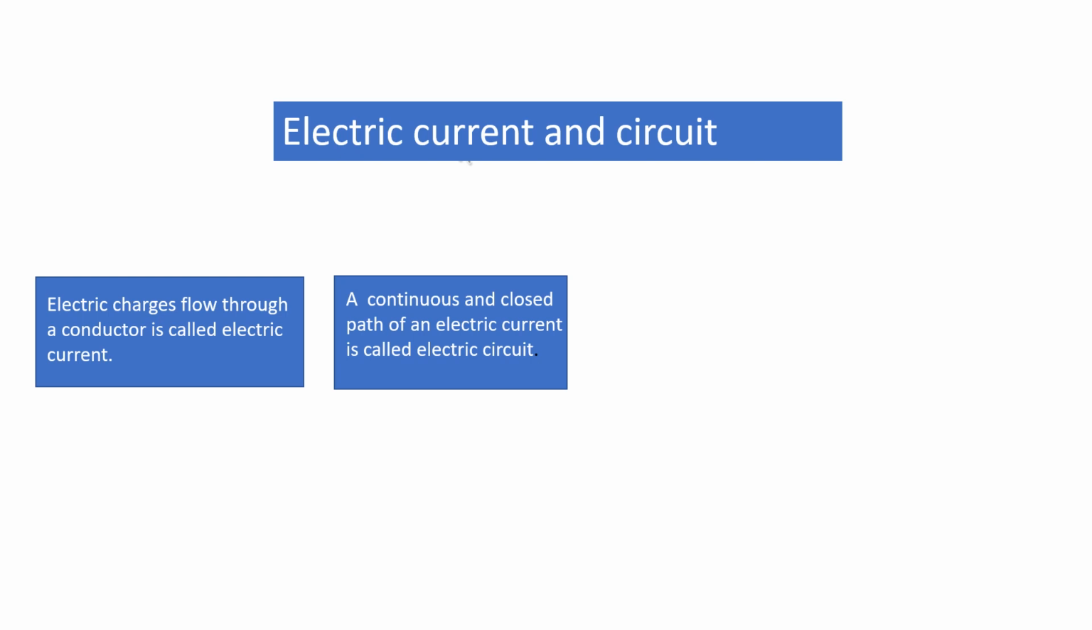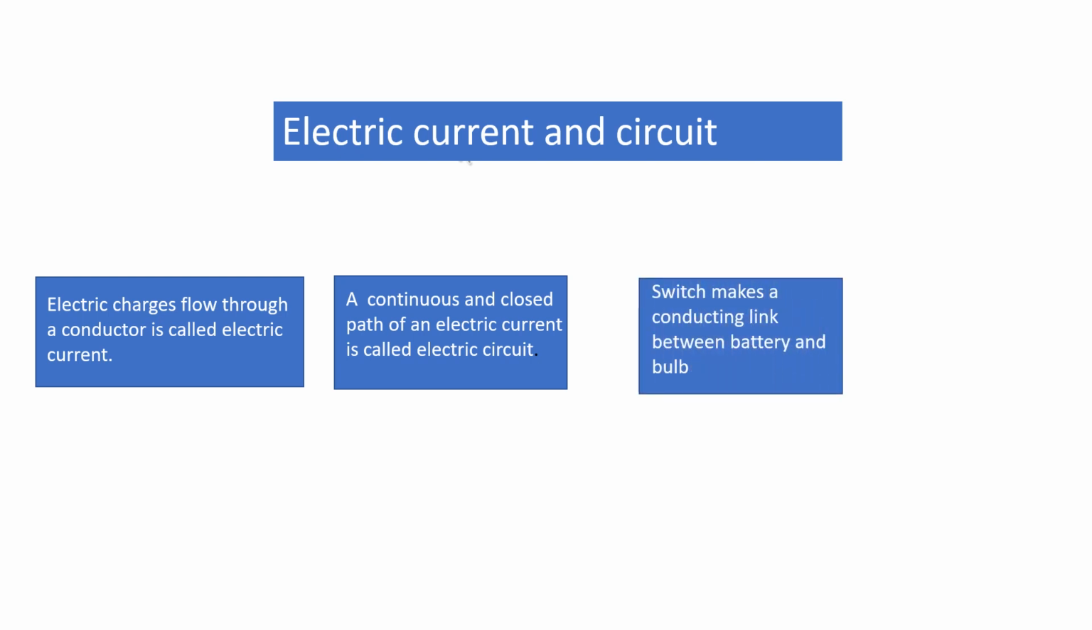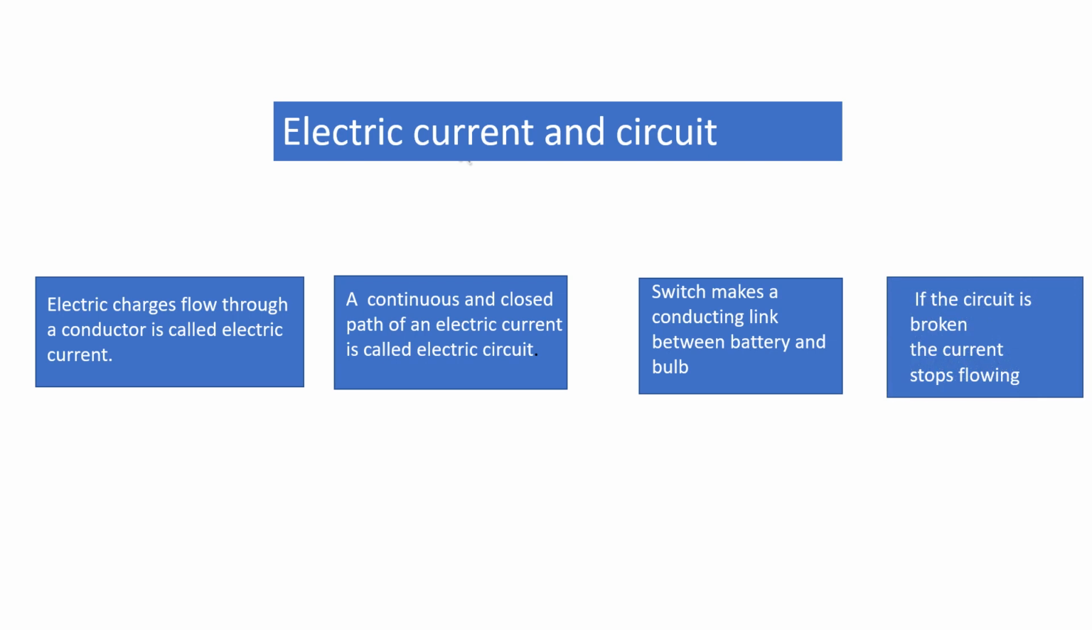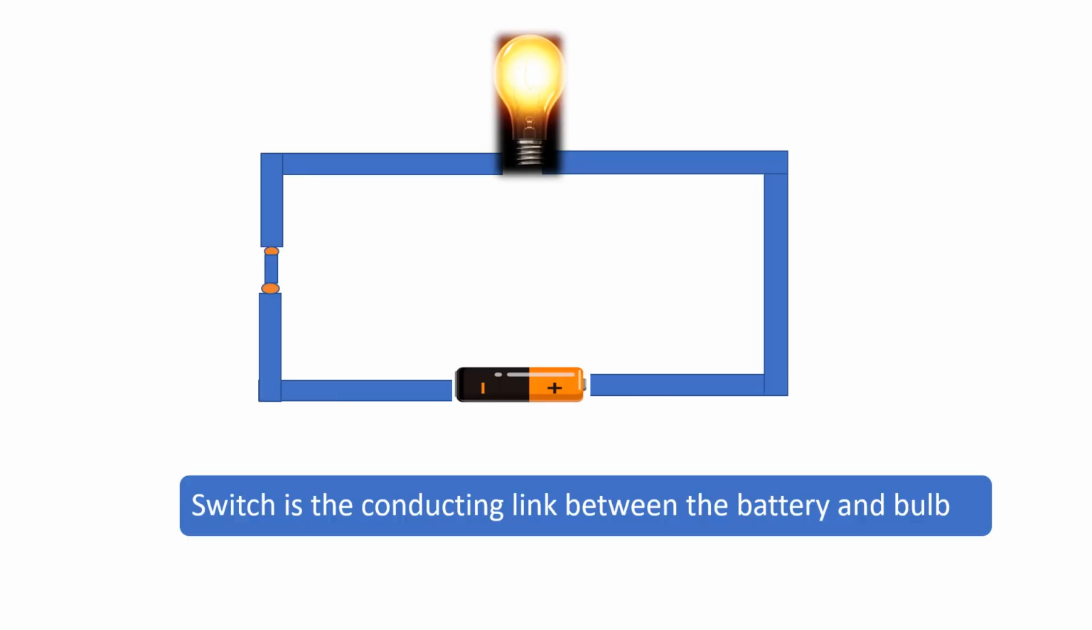This is called an electric circuit. We usually use a switch as the conductor link between the battery and the gate. In case the circuit is broken, the current stops flowing. This is a simple circuit where one battery is connected to the bulb through a switch, and the switch is on. The charges from this battery will flow from one direction to another through the conductor, and the bulb will glow. The switch makes the conducting link between the battery and the bulb and creates a closed and continuous path.